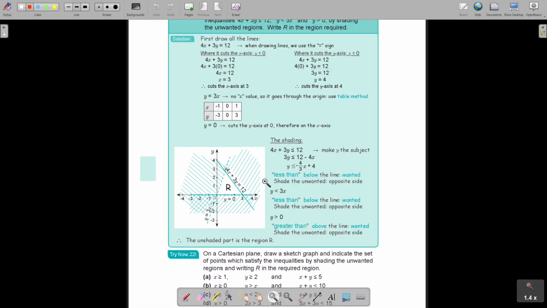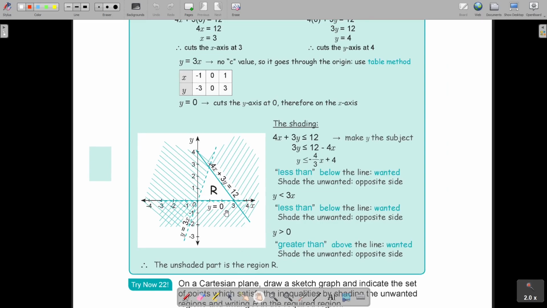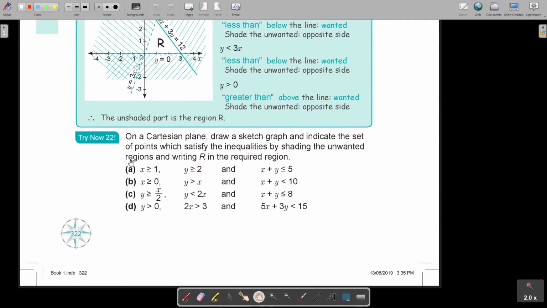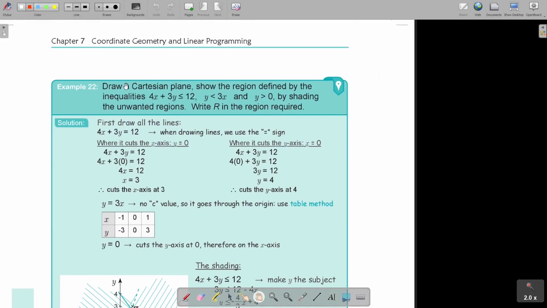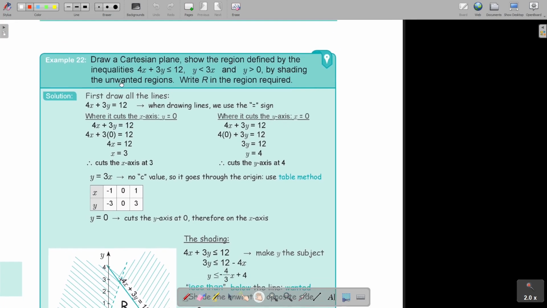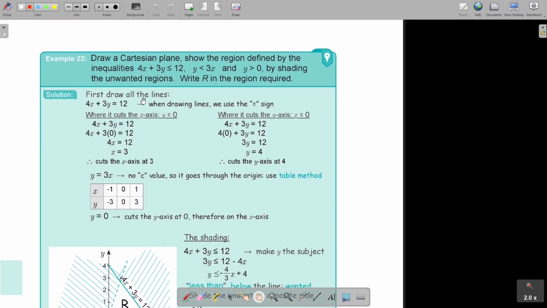Okay, and this is a nice one. Can I just show you the page? It's page 322, chapter 7, coordinate geometry and linear programming. It's actually a chapter which they say in the report that students struggle with. So please put a little bit more emphasis on these chapters. Okay, so we start with 22. Draw a Cartesian plane, show the regions defined by the inequalities by shading the unwanted region. Okay, write R in the region required.